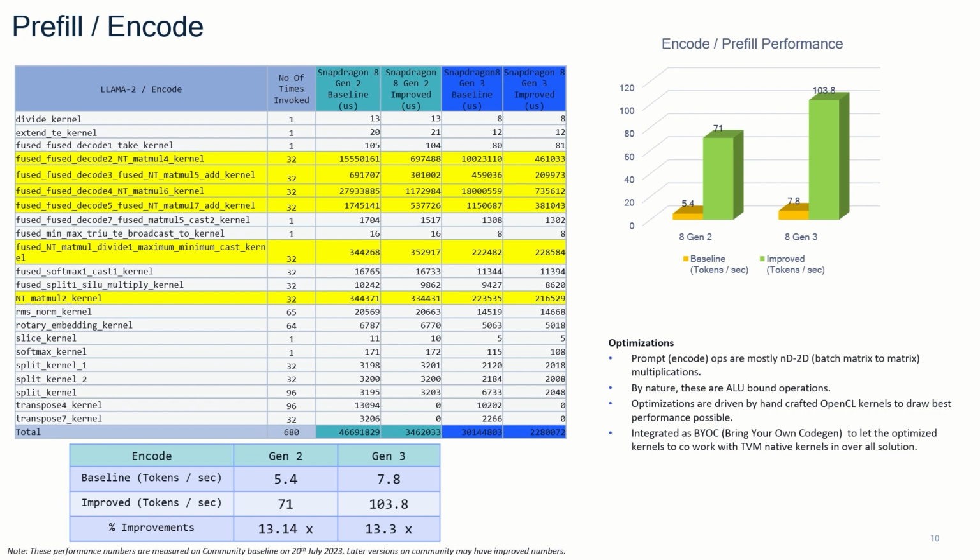So when we look at the nature of these kernels on the decode side and on the encode side, these are all ND to 2D multiplication. By nature, these are all ALU bound. So we have done some amount of handcrafting of a few of these OpenCL kernels to really push the encode performance. And the approach we are taking to make these available is through BYOC. BYOC is the existing way we already have within the TVM community for pushing proprietary layers and making them available to a larger audience.